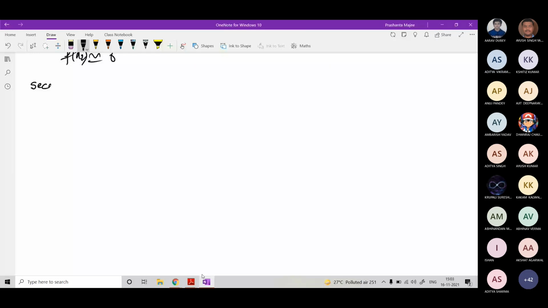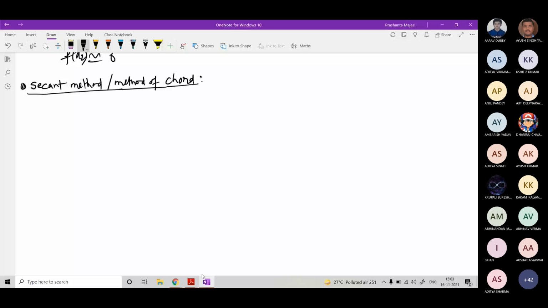Secant method or method of chord. Are you able to see what I'm writing? Yes, sir. Okay. So in the secant method, what will we do?